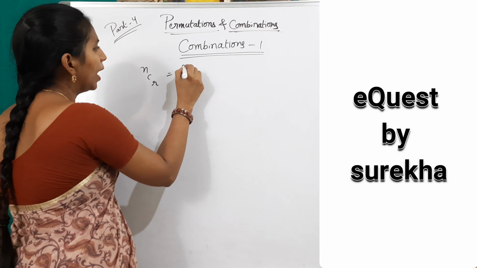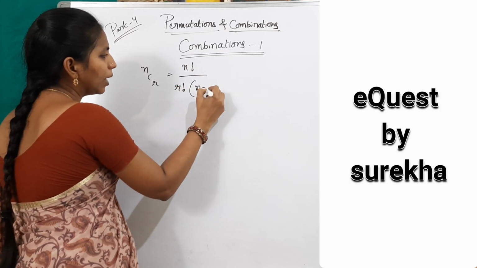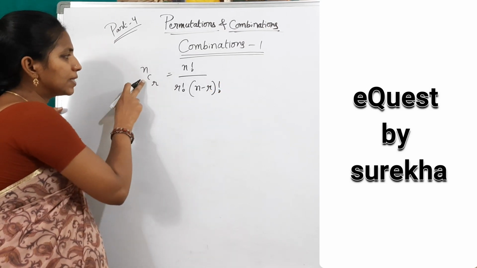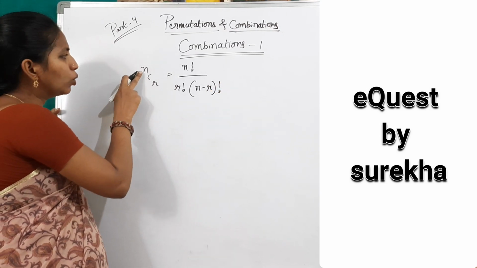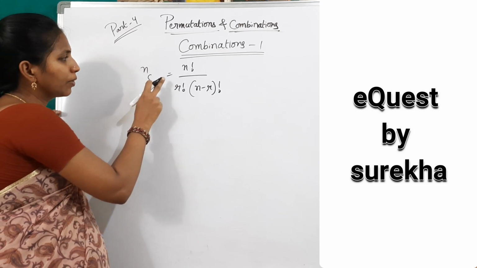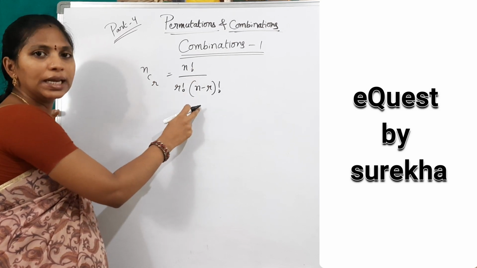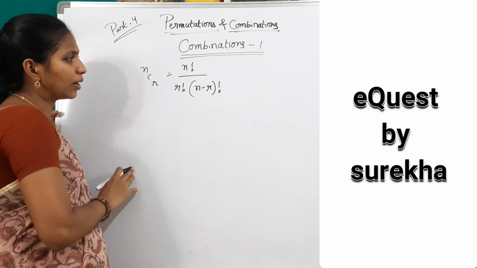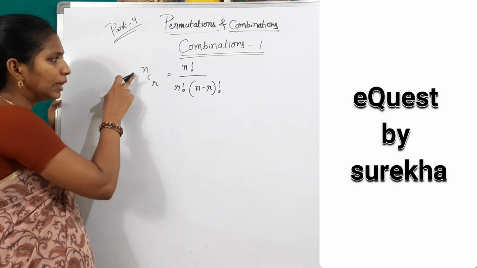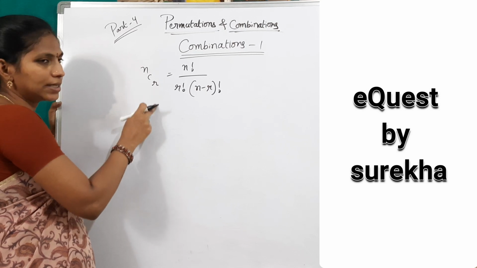Now see the formula for combination, nCr. nCr equals n factorial by r factorial into (n minus r) factorial. Here C means combination. The total number of things is n. Select r things. nCr equals n factorial by r factorial into (n minus r) factorial. The number of combinations of n things taken r things at a time is nCr.